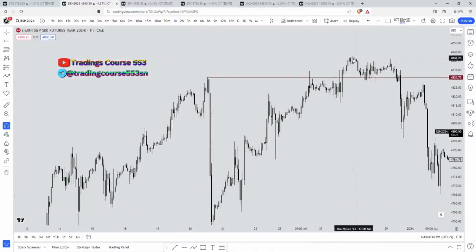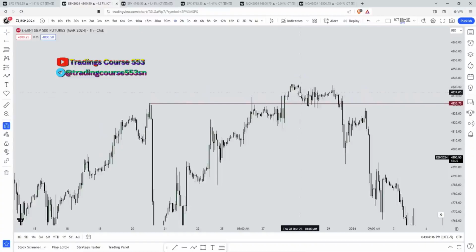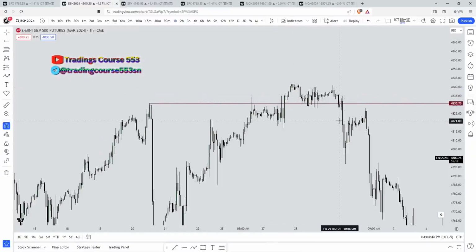So I'll start the analysis up here. When price took out this level of buy side liquidity, what I'm looking to see is, do we get a change in the state of delivery? If we do get a change in the state of delivery and start to expand lower, then I could potentially look for a sell setup.